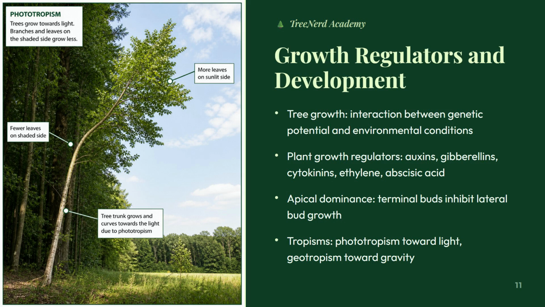Auxin causes apical dominance. Terminal buds inhibit lateral bud growth. Auxin is also involved in tropisms, directional growth responses to stimuli. Trees grow toward light, phototropism, and roots grow downward, geotropism. Excurrent trees maintain strong central leaders. Decurrent trees develop rounded forms.